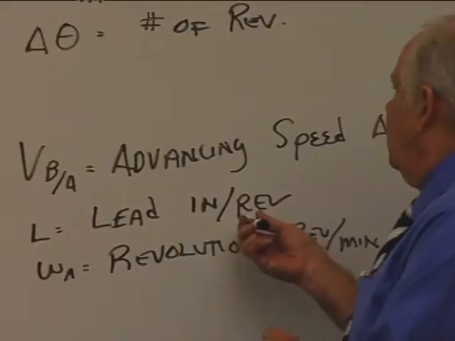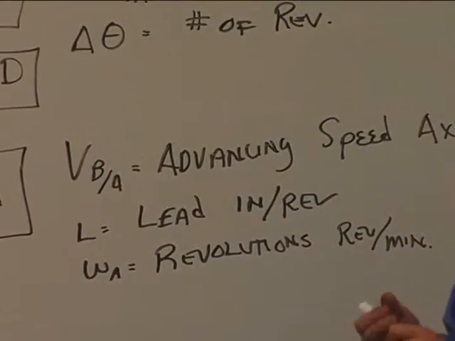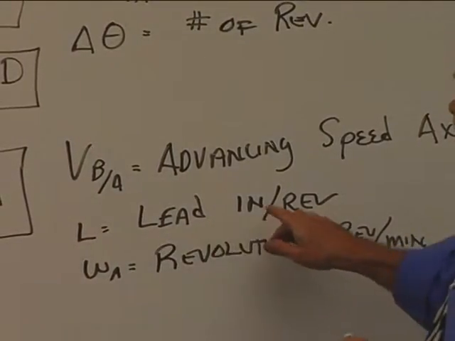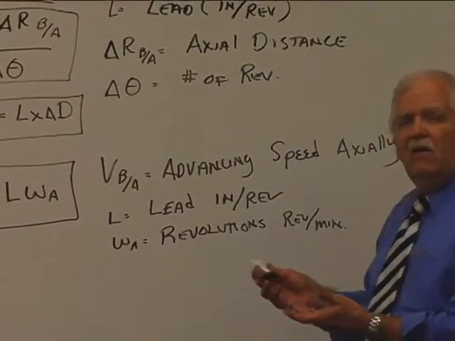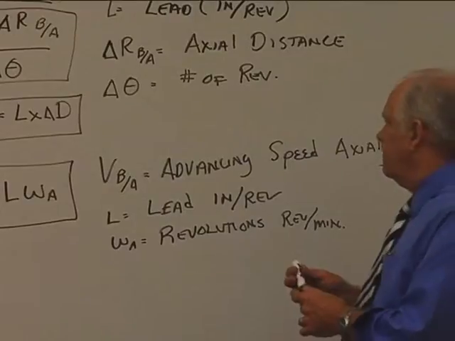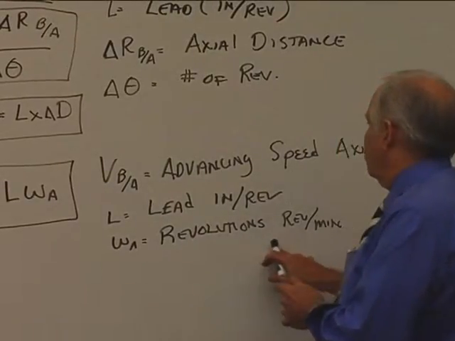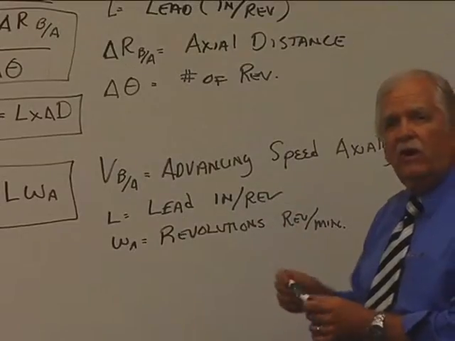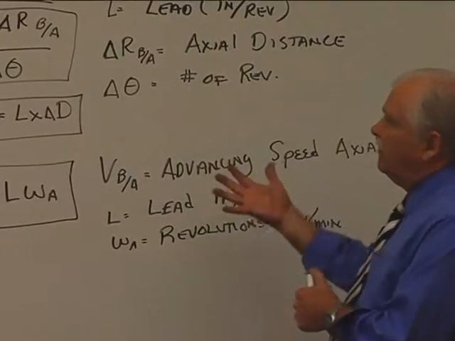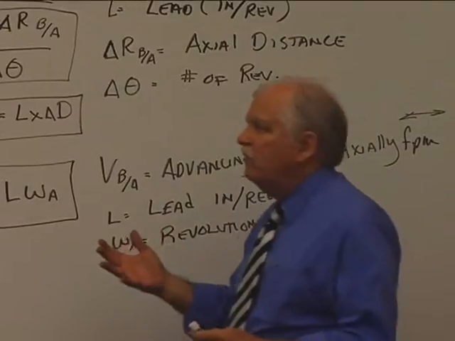The lead is in inches per revolution. In other words, the lead moves per each revolution, and lead could be the same as pitch if it's a single thread. And then W is the number of revolutions per minute. So that's the speed, how fast it's going around. So these are the basic formulas for screw drives.